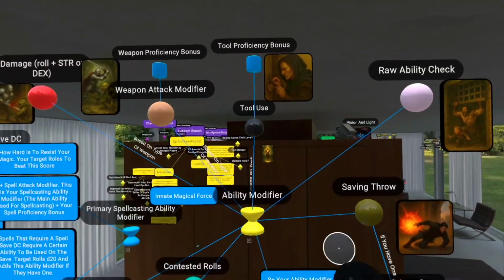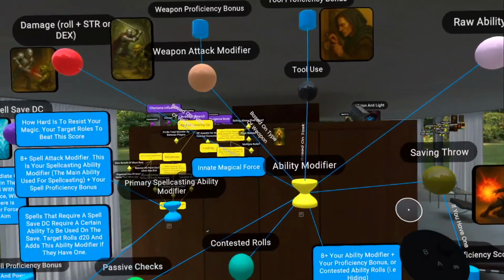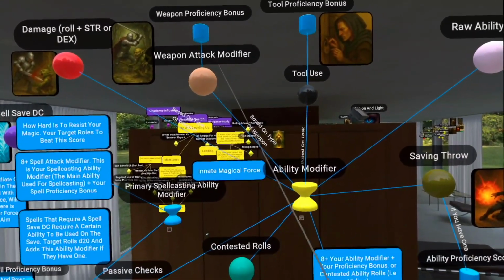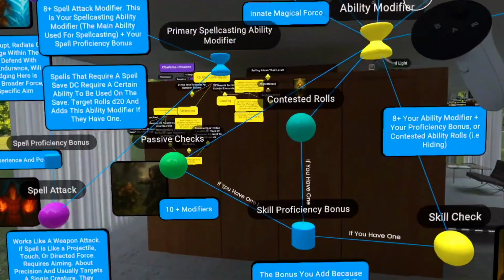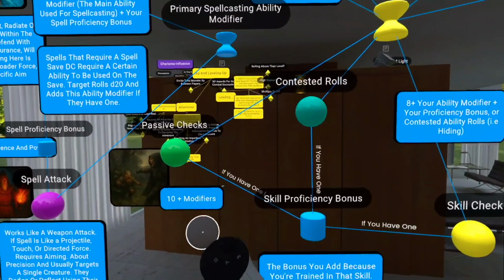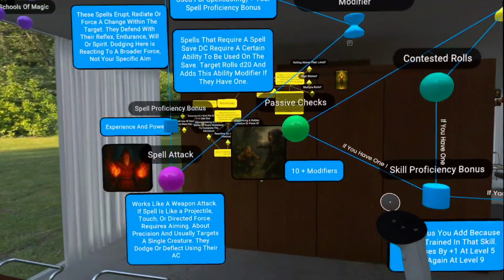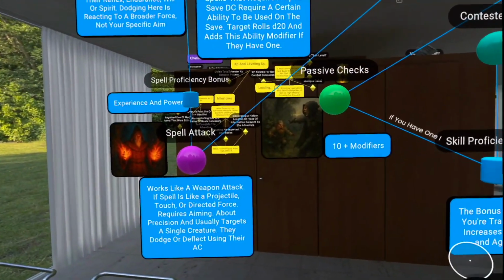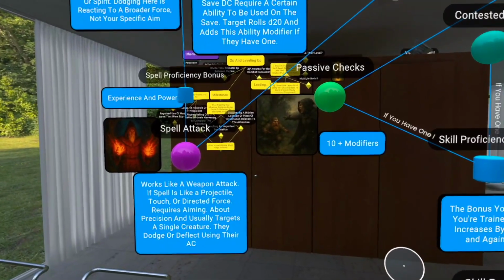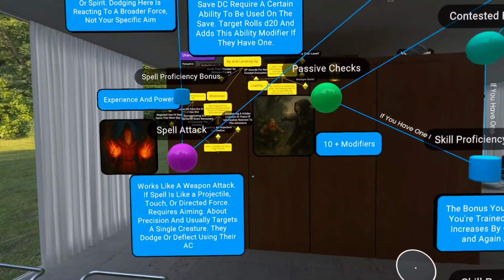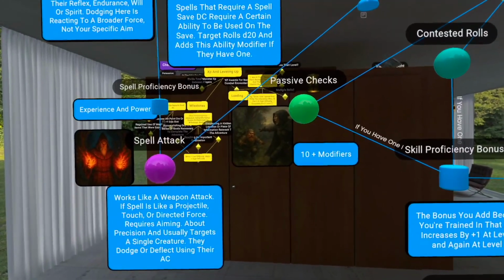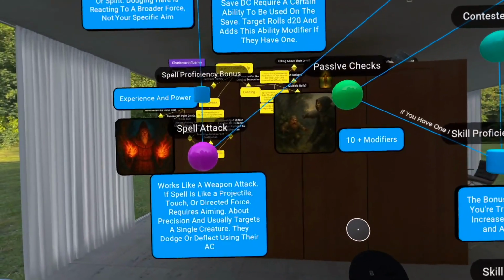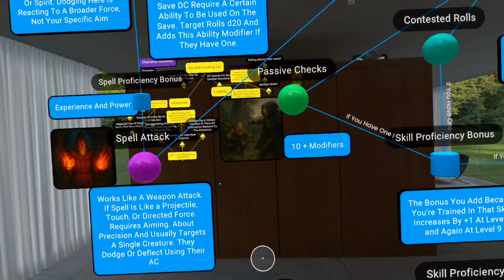Raw ability checks, tool proficiency bonus. So these are all different elements of the game. Tool use, weapon attack, contested rolls that you might need to make. Passive checks, you know, for your passive perception or whatever. If you want to spot someone that's hiding, that's just showing you the rule there, the mathematics, the things that need to be added together.